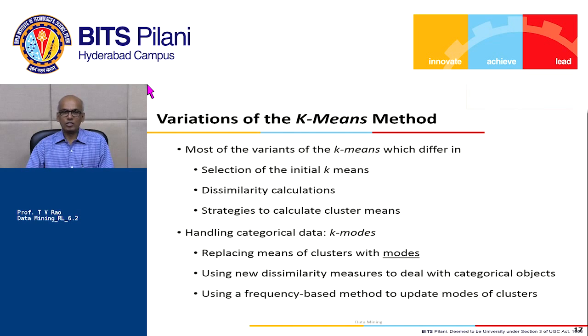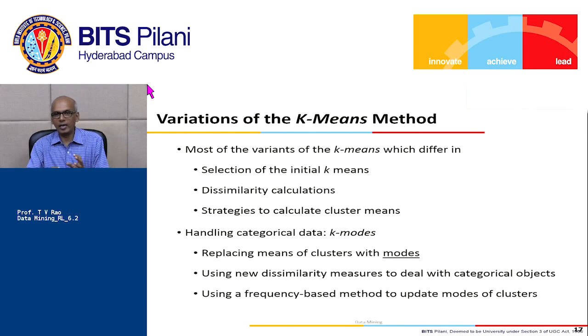The variations that exist with K-means largely come from the way we select the initial K means, and also from the way we use the dissimilarity calculation, and the way we calculate the mean of each of the clusters, so that we keep moving the cluster mean and then recalculating the clusters. And also the K-means algorithm has a challenge with respect to categorical data. In this case, we may go for the mode as the approach, because for categorical data, finding a mean is a real challenge.